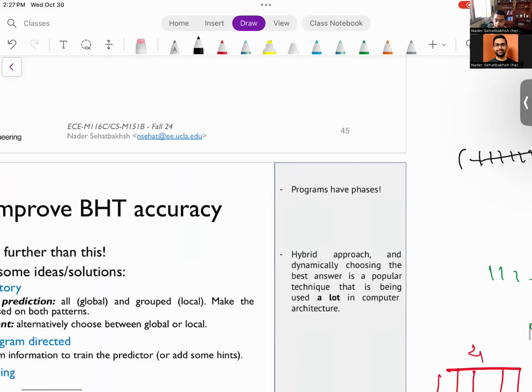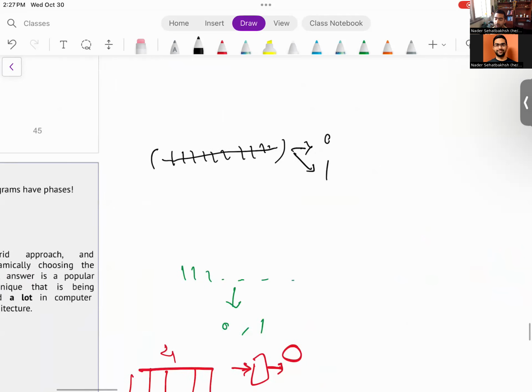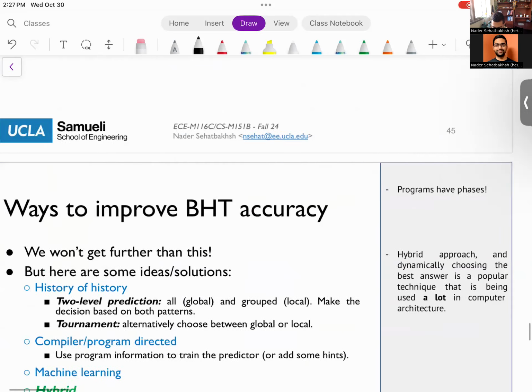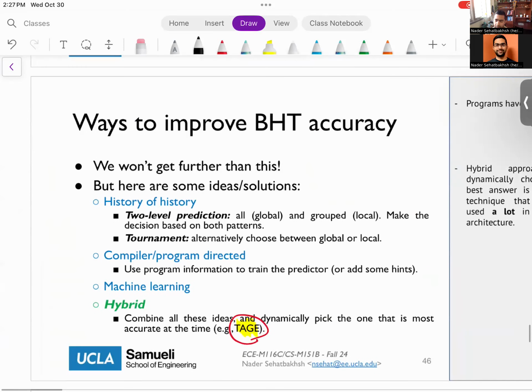We can even have more sophisticated machine learning solutions for it, such as reinforcement learning and all that. And then we can have what we call a hybrid, which is a combination of various different things. For example, the latest and greatest branch predictor commonly used in modern processors is called TAGE, which is literally just a combination of a bunch of these two-level predictors that we just described.